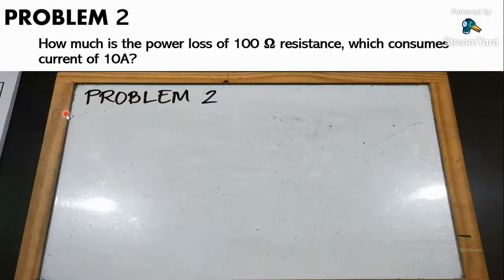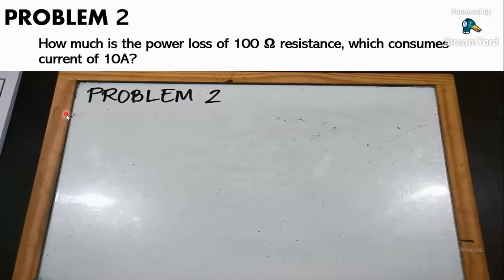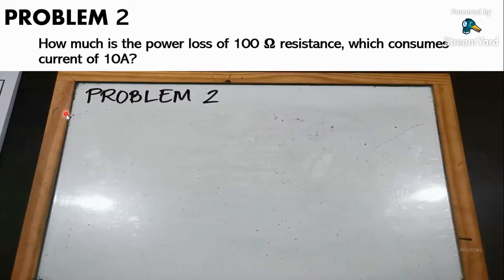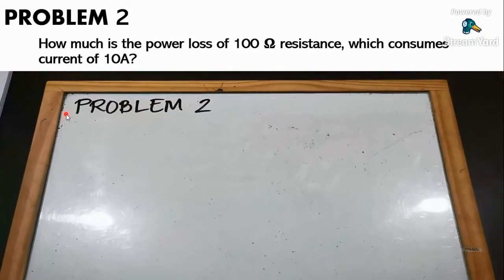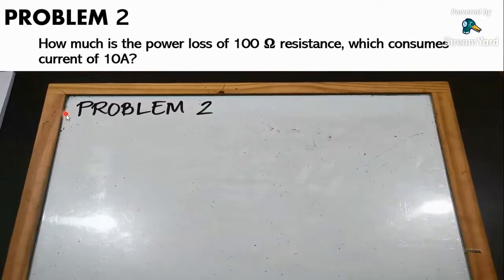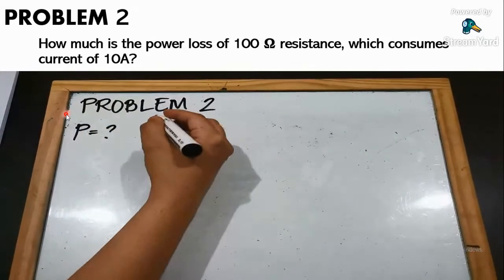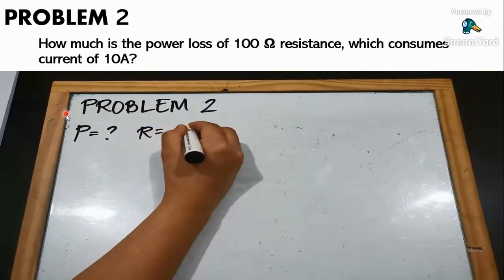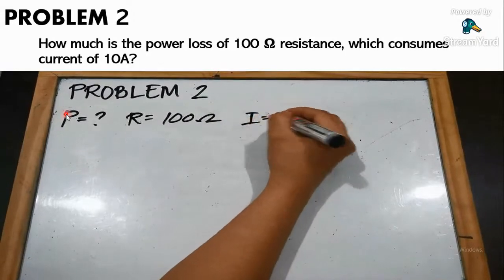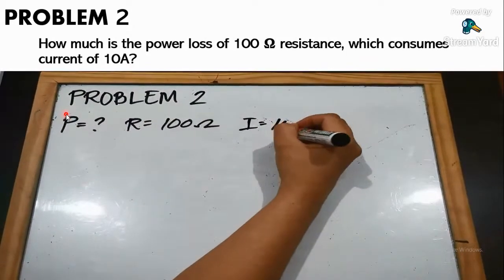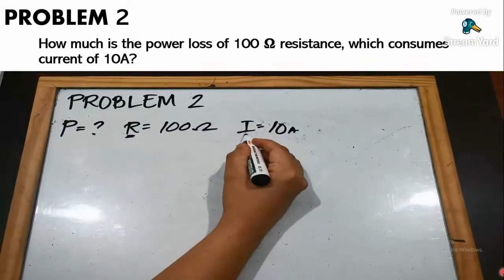Now, for the problem number 2. Problem number 2 sa ating power law. Sabi dito, how much power is lost of 100 ohms resistance which consumes current of 10 amperes. So, hinahanap ulit yung watts. Ilang watts daw? Meron tayong resistance na given which is 100 ohms, at meron tayong current na given na 10 amperes.